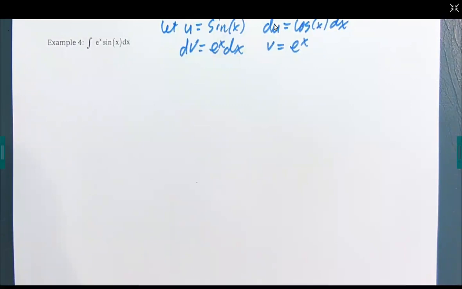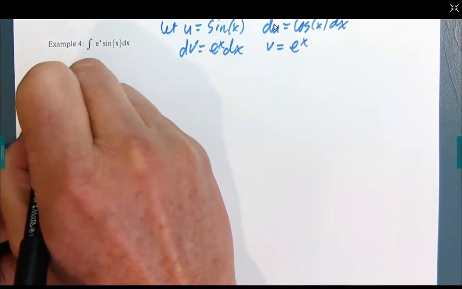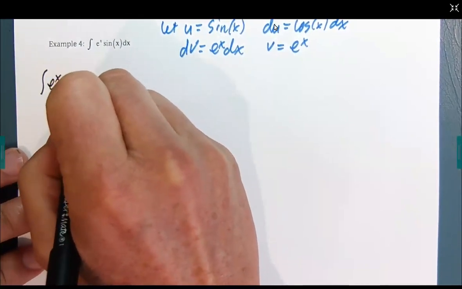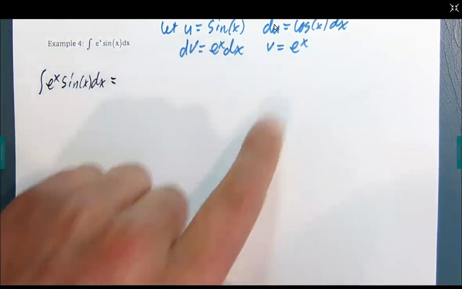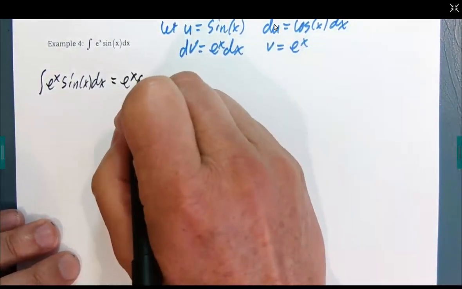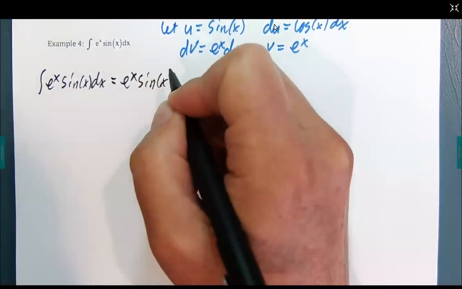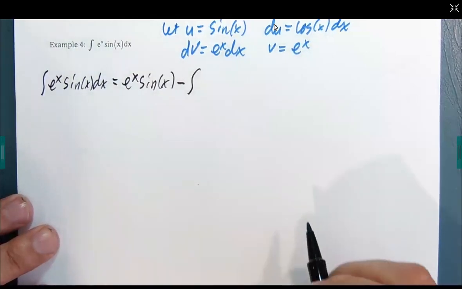And I'm going to write it like this. Integral e to the x sine x, that's what I started with, is going to equal u times v, minus the integral of v du.